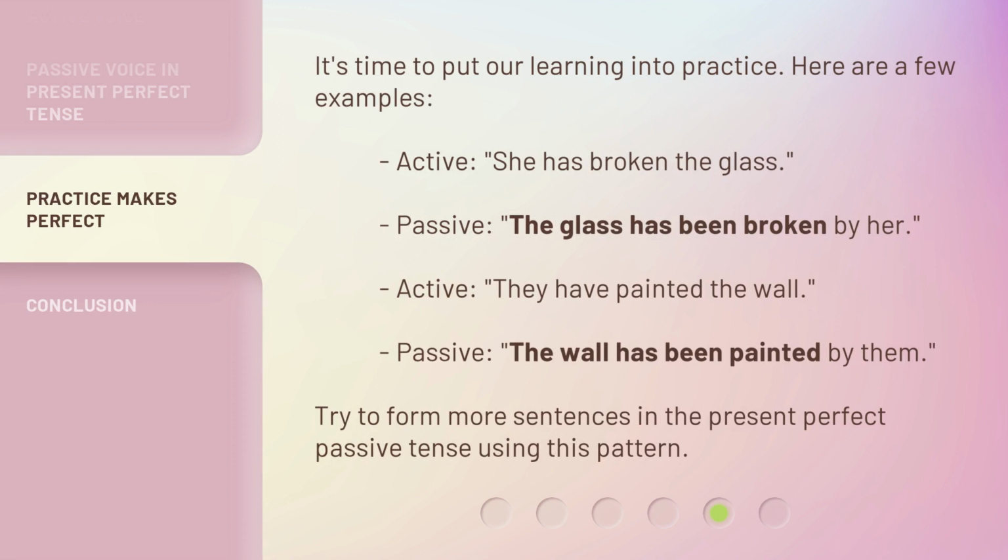It's time to put our learning into practice. Here are a few examples. Active, "She has broken the glass." Passive, "The glass has been broken by her." Active, "They have painted the wall." Passive, "The wall has been painted by them." Try to form more sentences in the present perfect passive tense using this pattern.